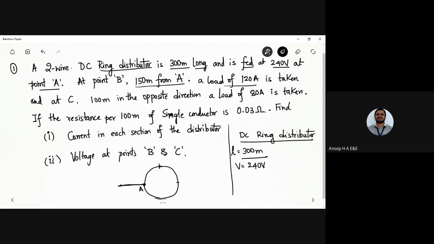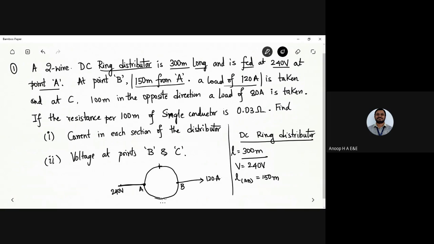Now I take the entire length of the circle. If you cut the circle and extend it, it is more or less a 300 meter line. The feeding voltage is 240, and this is the point B I take. It is 150 meter from A, so the length of AB should be taken as 150 meter. It takes 120 amperes of current.